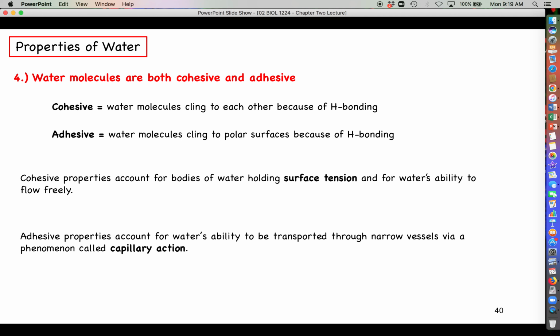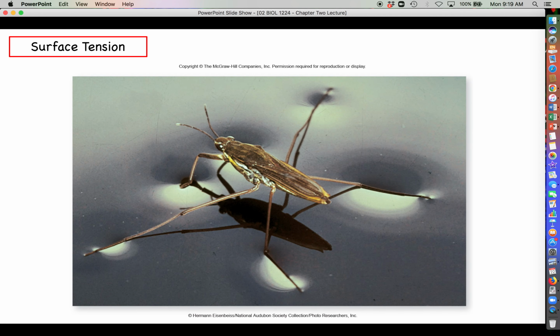The adhesive properties of water are going to account for water's ability to be transported through narrow vessels, and this phenomenon is called capillary action, and I will have another slide dedicated to that here in just a second.